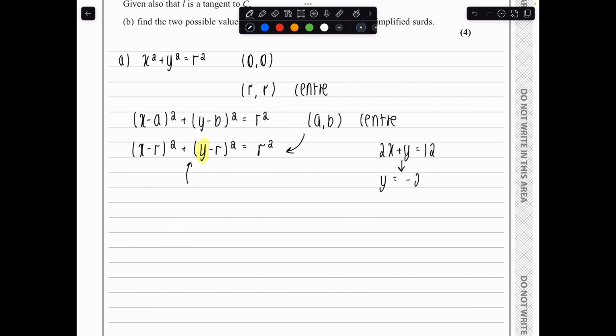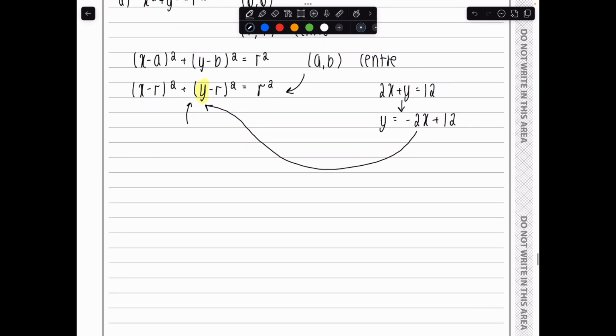Now, what is y equal to? y is equal to minus 2x plus 12 if you do some rearranging. Now, we can substitute that exact expression into the equation of our circle. So let's do that. We have x minus r all squared plus, now instead of y, we'll write minus 2x plus 12, take away r, all squared, is equal to r squared.